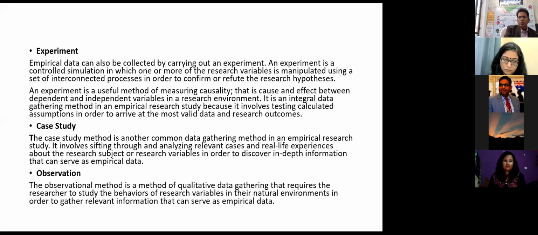Then another is the case study. The case study method is another common data gathering method. So this is very important. I'll tell you one example. Suppose you take any particular village, and in that village people are doing organic farming and they are self-sustained, they are not using any fertilizer or anything else.